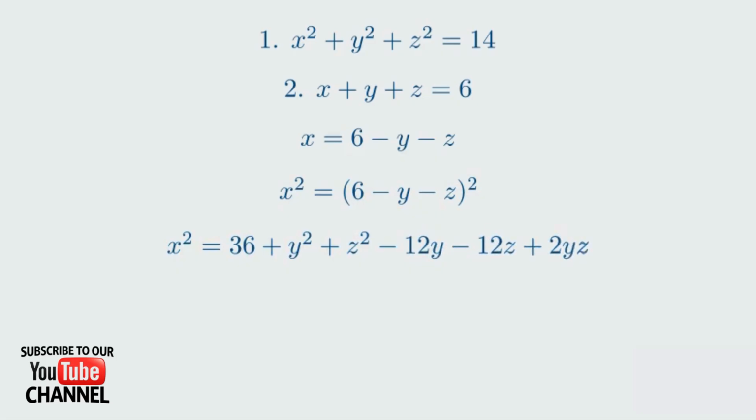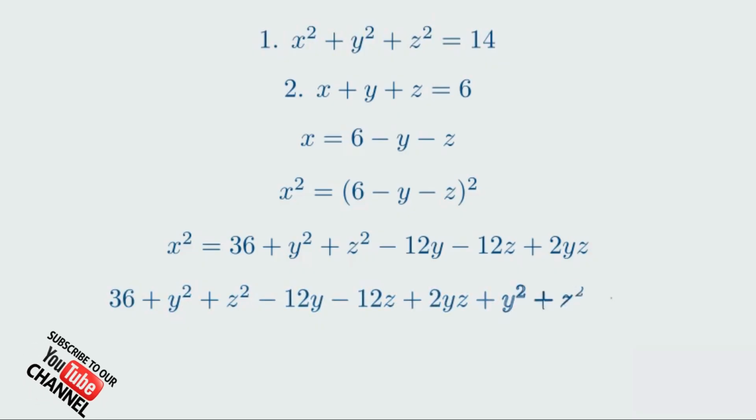plus 2yz. Now, we substitute this entire expression for x squared into our first equation. The first equation is x squared plus y squared plus z squared equals 14. Replacing x squared, we get 36 plus y squared plus z squared minus 12y minus 12z plus 2yz plus y squared plus z squared, all equals 14. This was our first attempt.